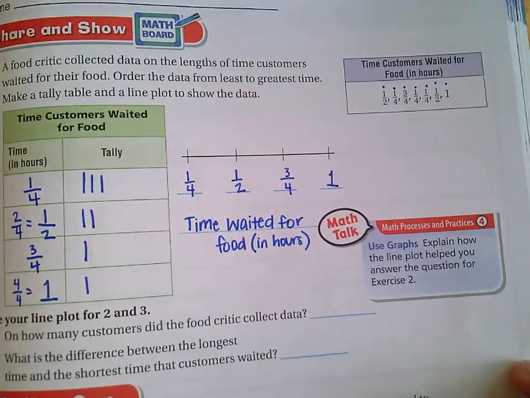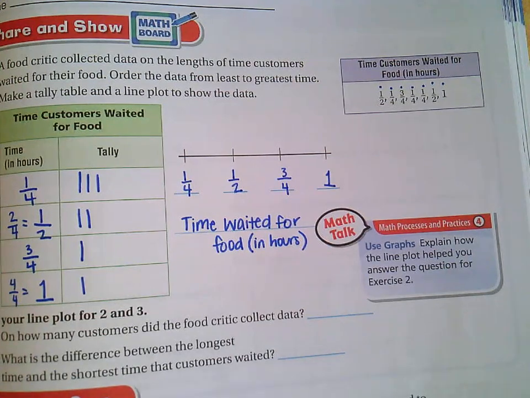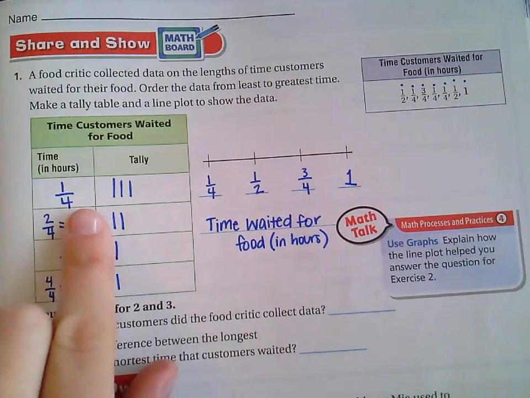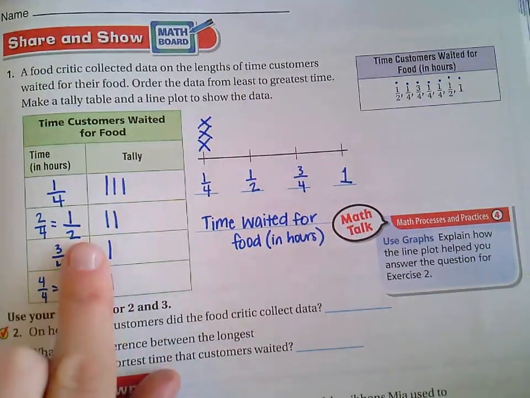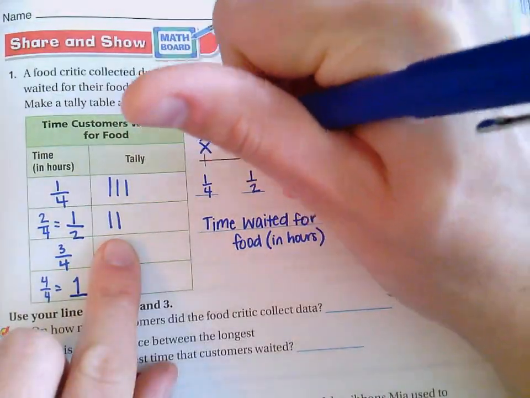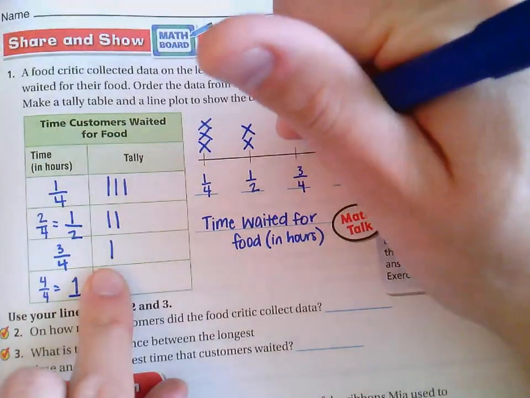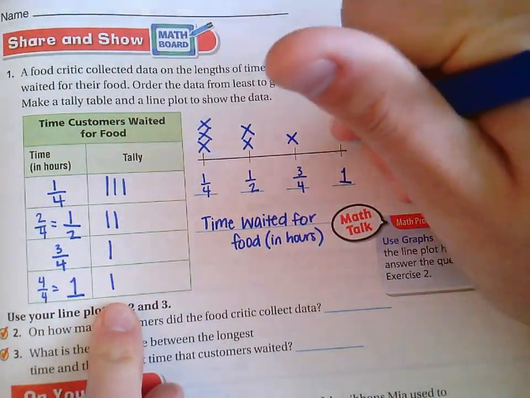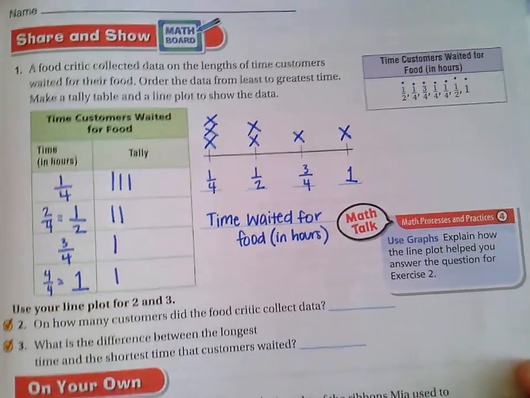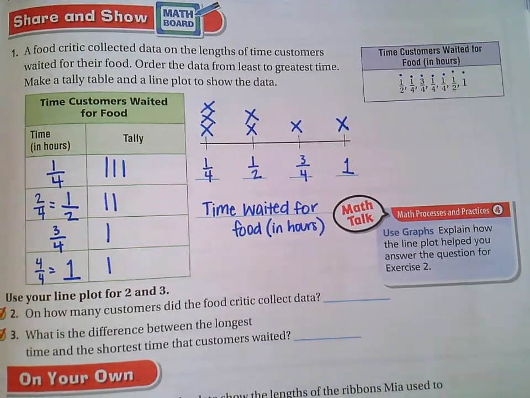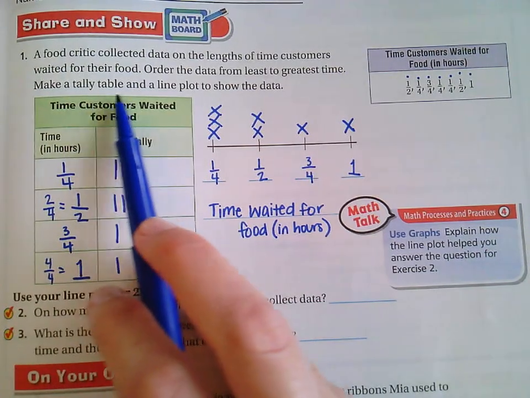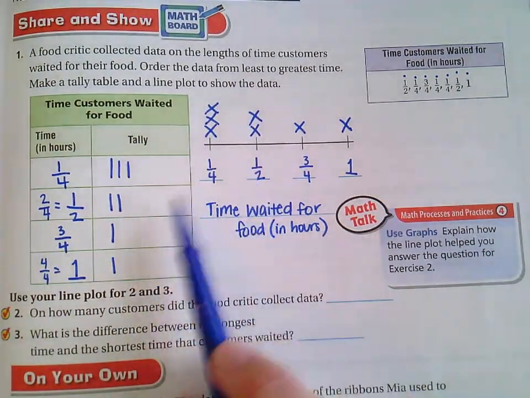Okay, so now we can start putting our X's above the numbers that they're supposed to go to. So 1/4, I have 3, so 3 X's. 1/2, I have 2. 3/4, I have 1, and 1, I have 1. So this should be what your line plot looks like. That is all we do for number 1 because it just wants us to make a tally table and a line plot. We just did that.